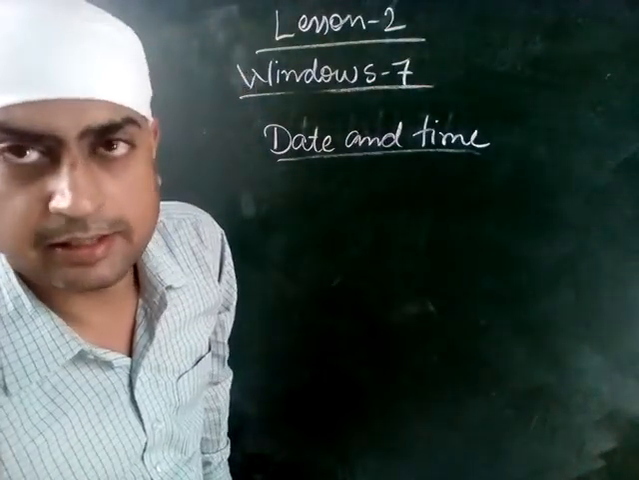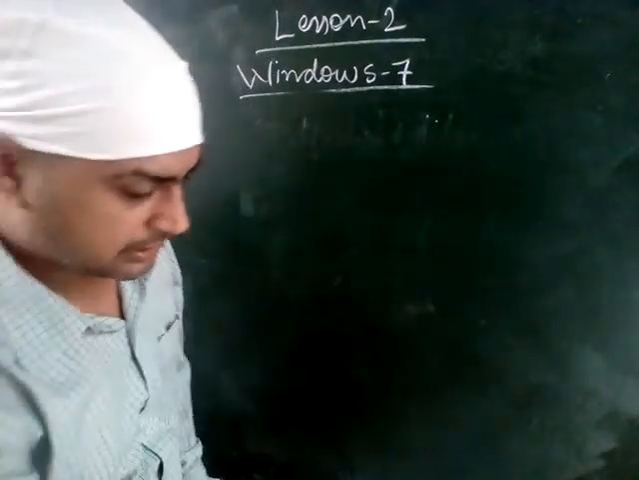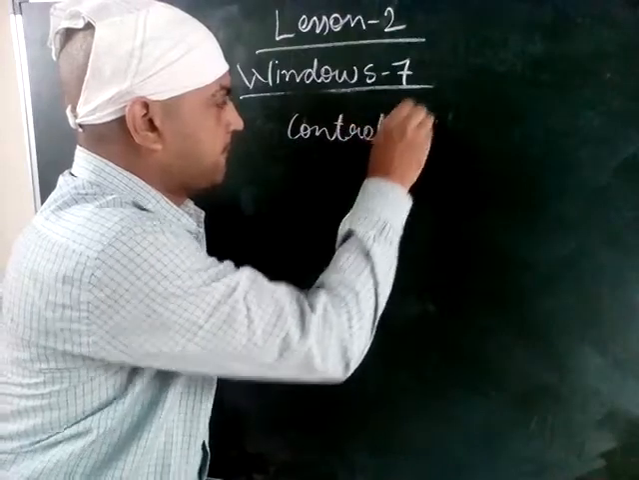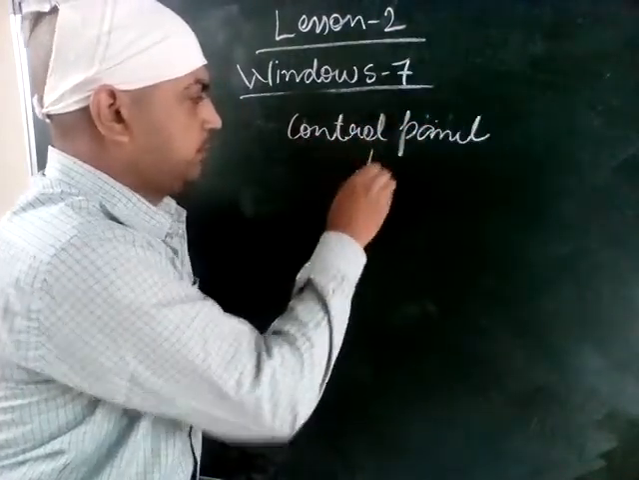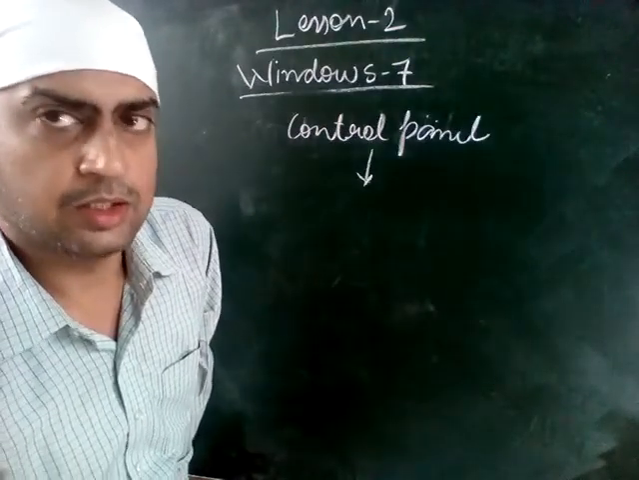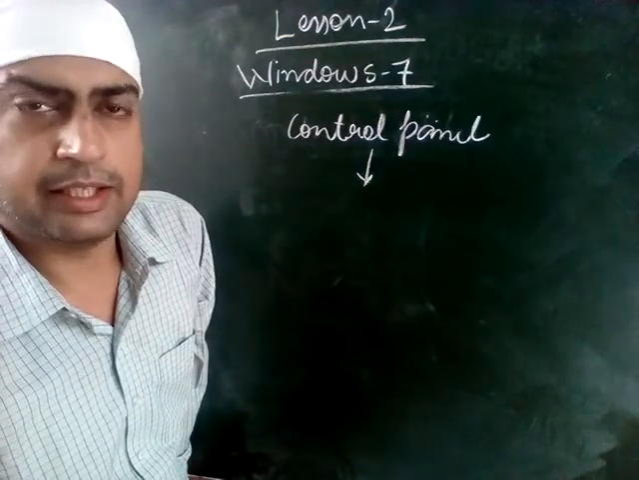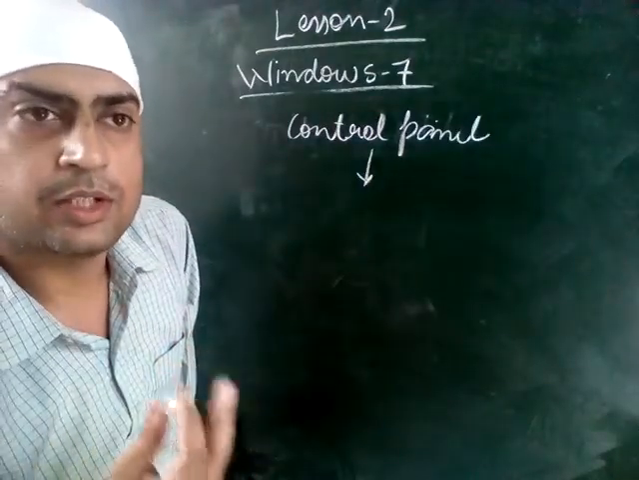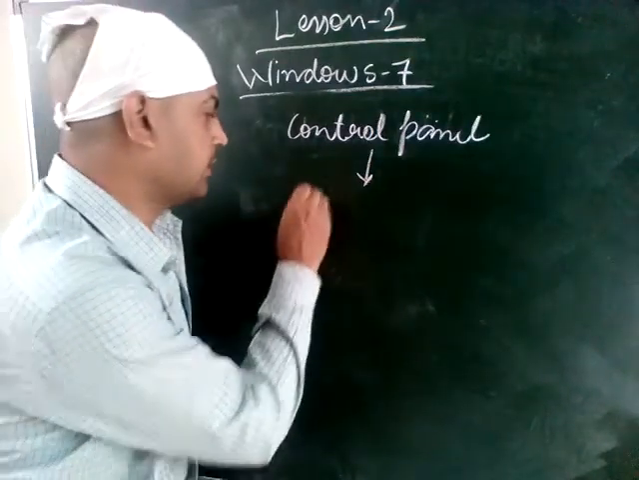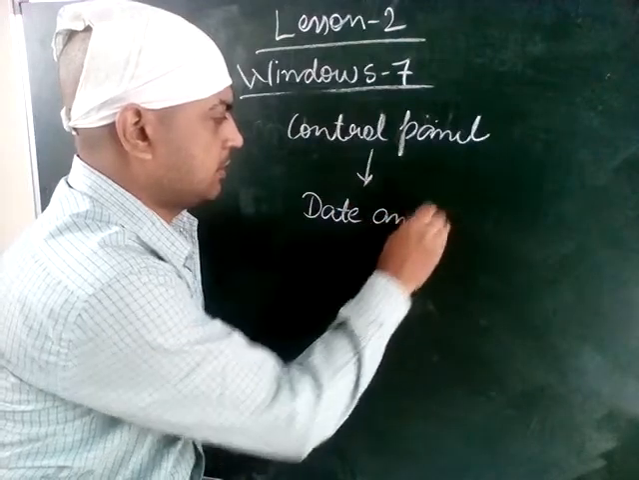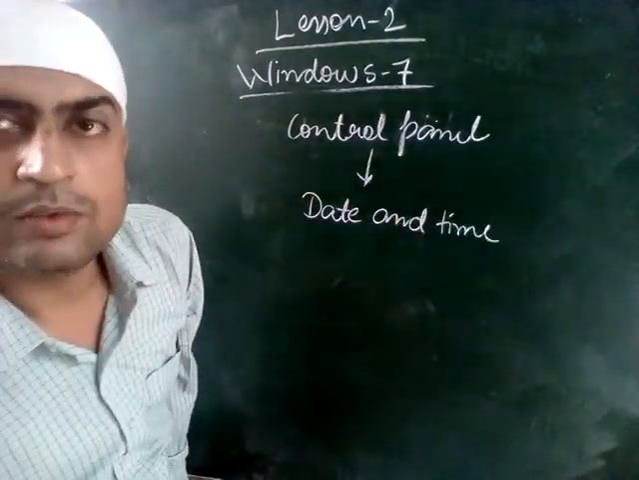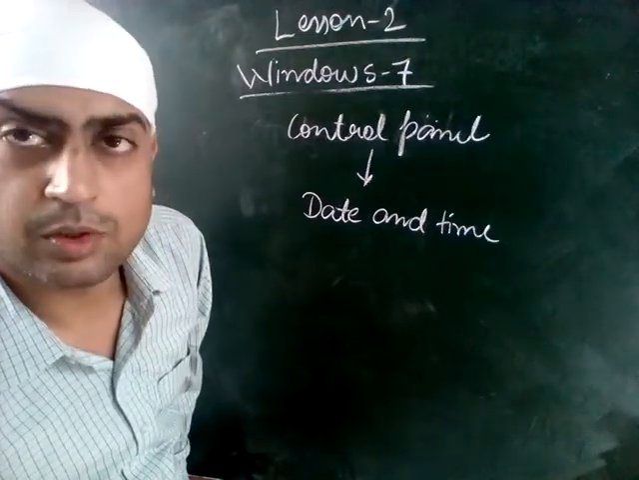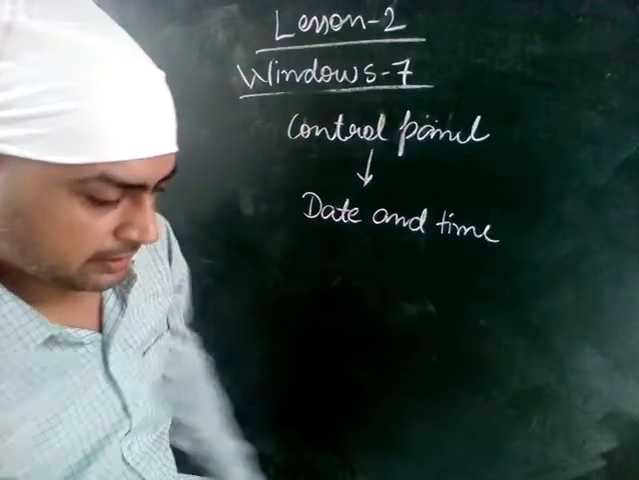How will you change the time and date? Very easy it is. There is the step. You can directly click on the right hand side time and date section. Second method, you can go to control panel. So first you have to go to start button, then click on control panel, then click on date and time, and then whatever changes you want, it will display you the dialog box. You have to click on that to change the date and time. This is very easy.